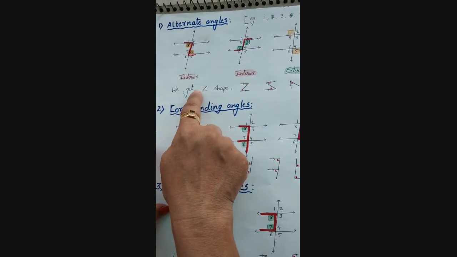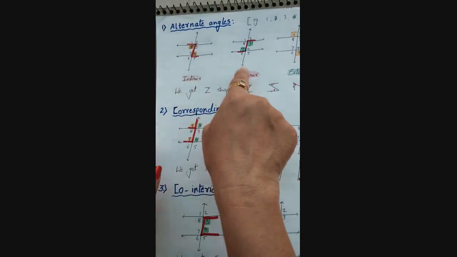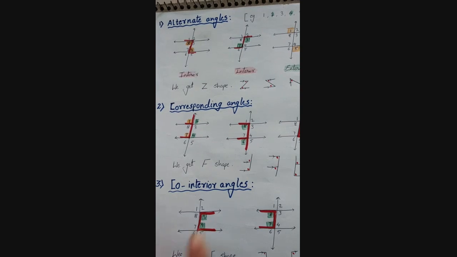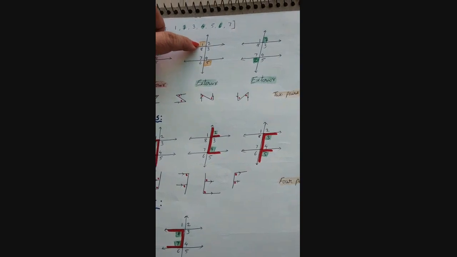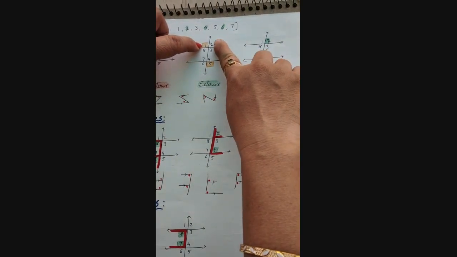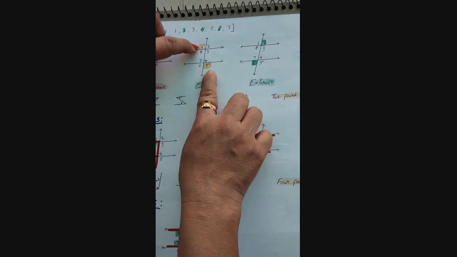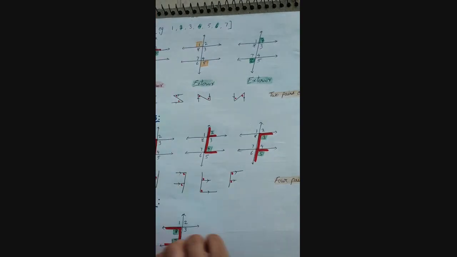So whether you go clockwise or anti-clockwise, take 1, leave 1, take 1 will give you alternate interior angles. The same concept we will use for exterior angles. Here I will start with exterior angle 1, leave the next 2, and then come to another exterior angle 5. So 1 and 5 are called alternate exterior angles.